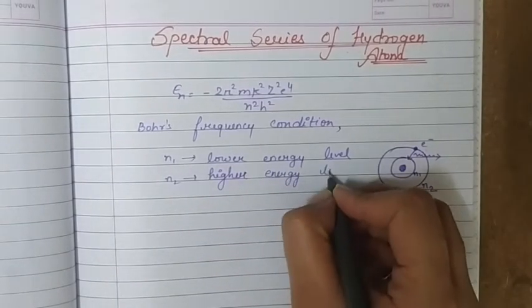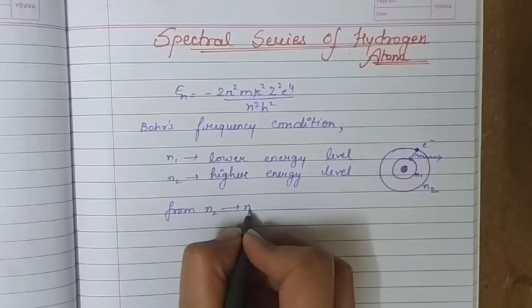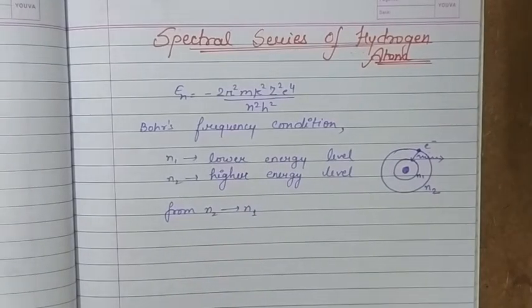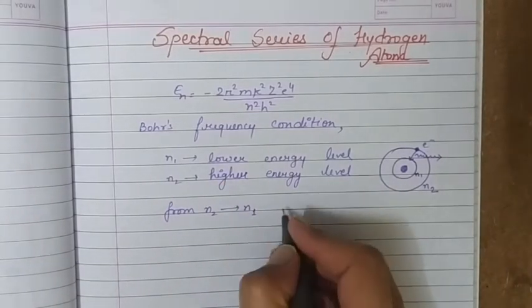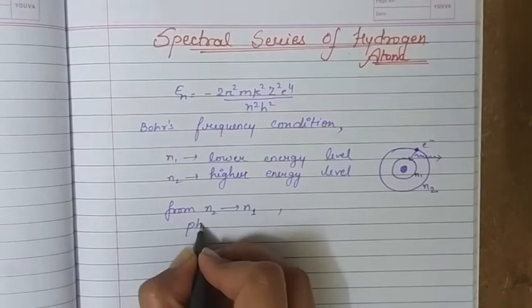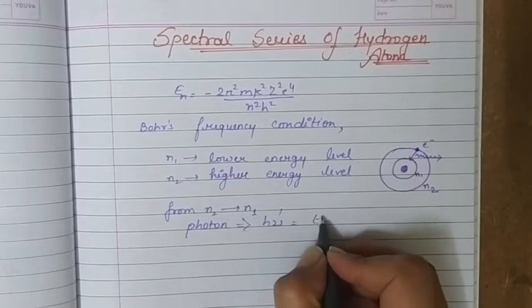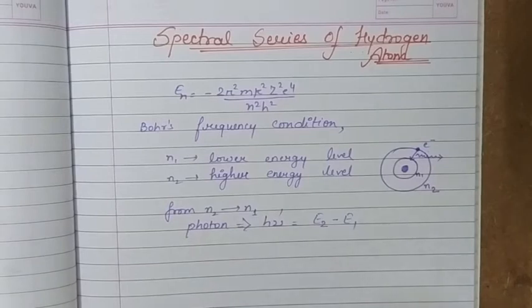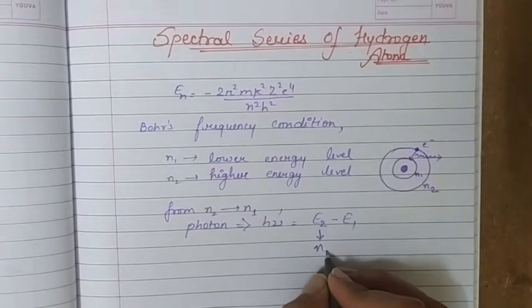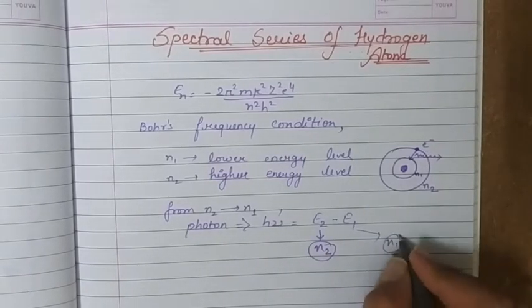and a transition is happening from n2 to n1. So the electron is transiting from n2, the higher energy, to the lower energy, and during this transition it will emit a photon of energy h nu, whose energy is equal to the difference between the energy of the higher level and the lower level. So this energy h nu of the photon is equal to the energy difference E2 minus E1. E2 is the energy of the higher energy level, that is n2, and E1 is the energy of the lower energy level, that is n1.